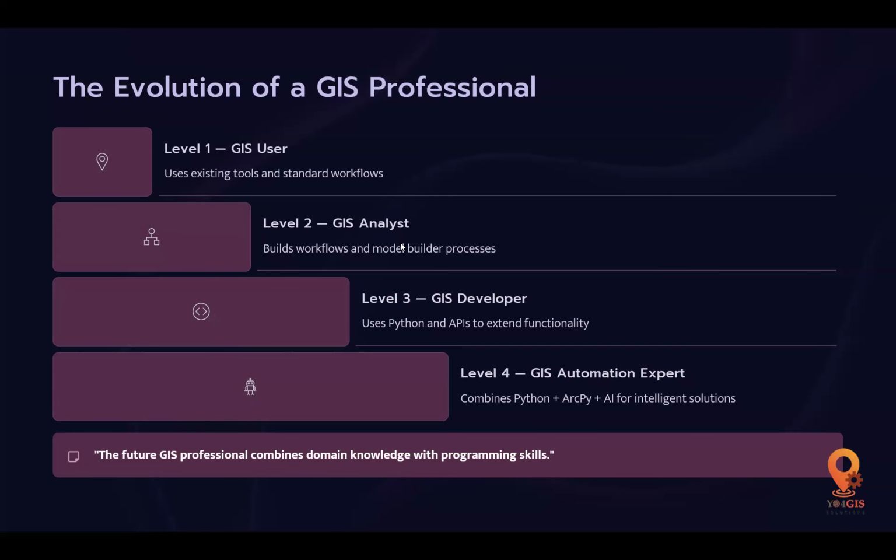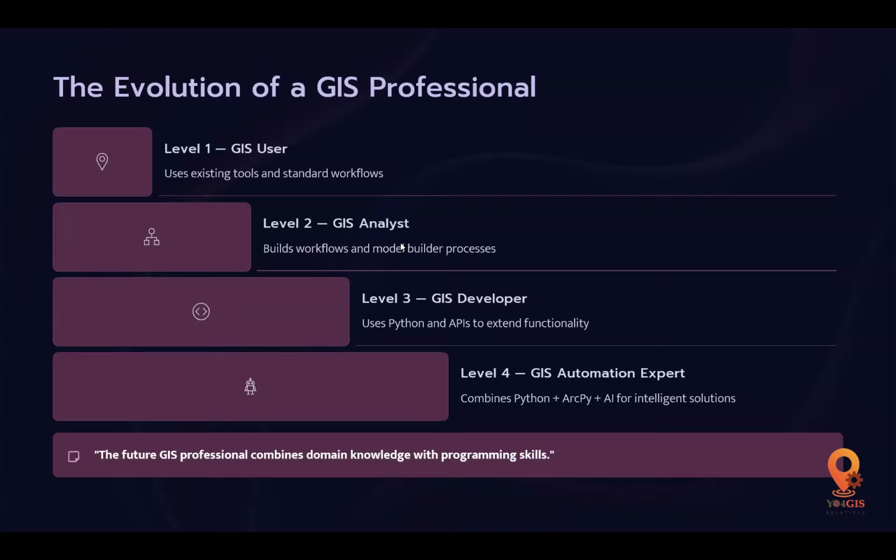Then the fourth one is the GIS automation expert. A person who comes under GIS automation expert should have very good knowledge of ArcGIS and QGIS or any GIS. That person has very good knowledge of Python and Arcpy, and good knowledge of AI. Basically, knowledge in AI means that person should know how to use AI to write code. So this is the evolution we have in the GIS professional.